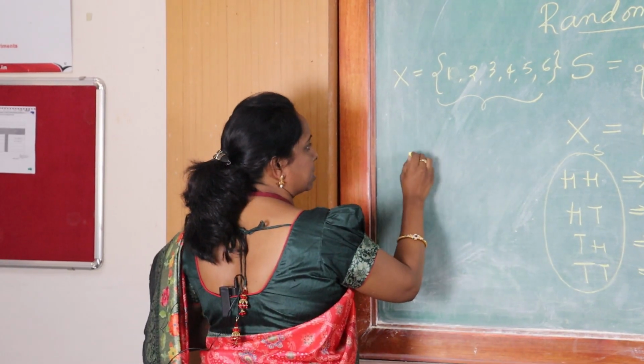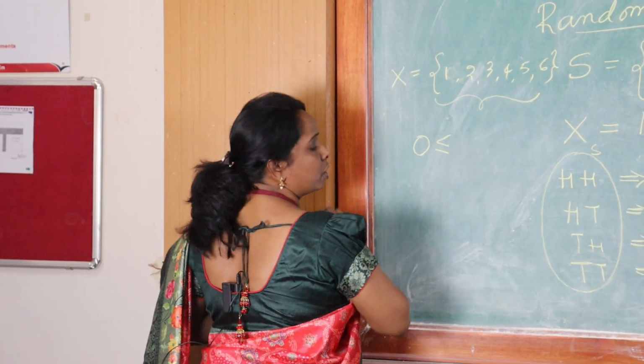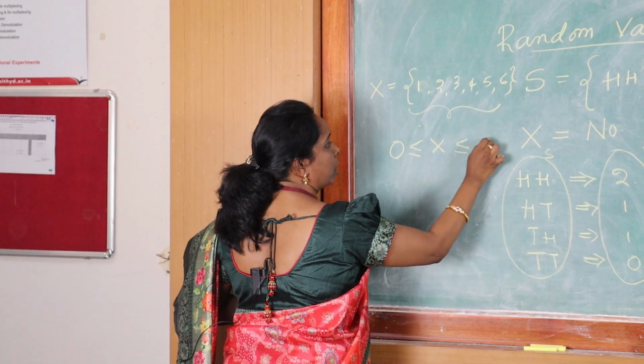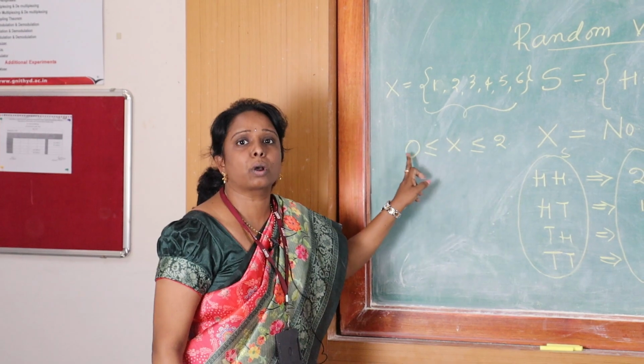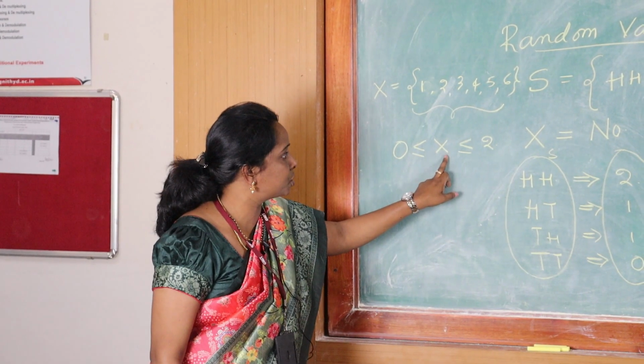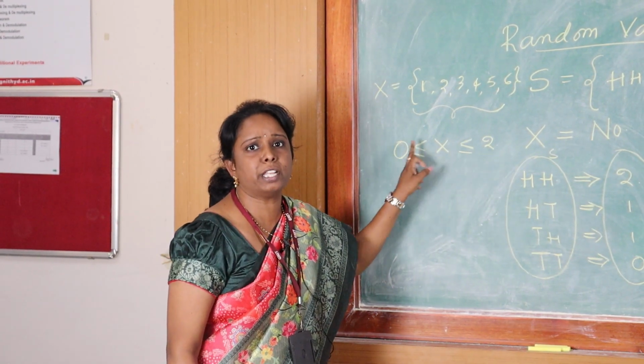Whereas, if I take, for example, X in the range 0 less than or equal to X less than or equal to 2, this takes an infinite number of values. That is, X is taking countless values within the range 0 to 2.